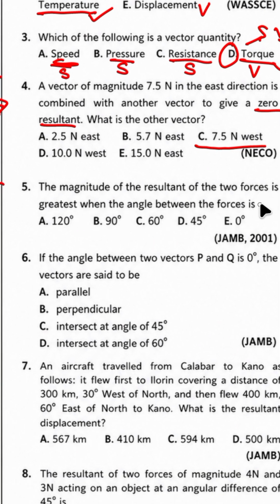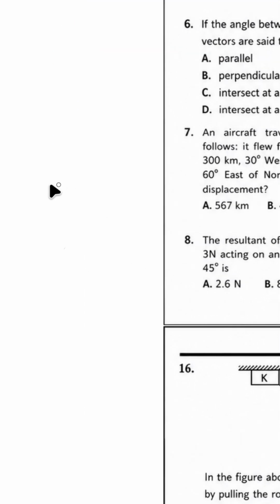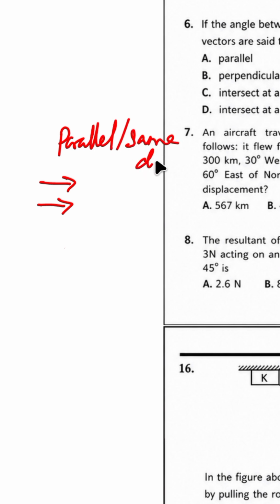The next one says the magnitude of the resultant of two vectors is greatest when the angle between the vectors is. So now vectors can have several magnitudes. Let's take the first one together. The first one is when the vectors are parallel to each other. Okay, when they are parallel and they're acting in the same direction. In this case, the two vectors are pointing like this. So two of them will have a total resultant, which will be the sum of the two vectors.